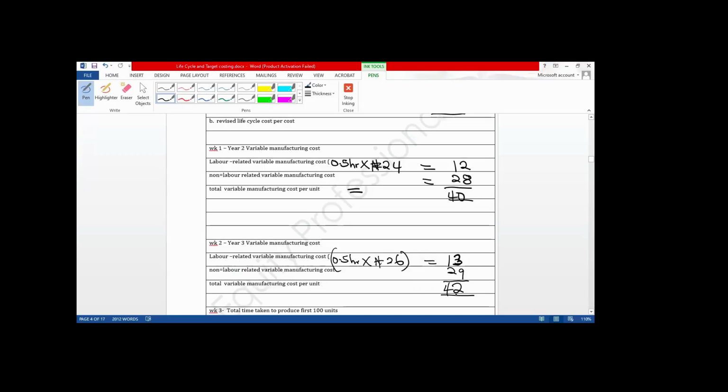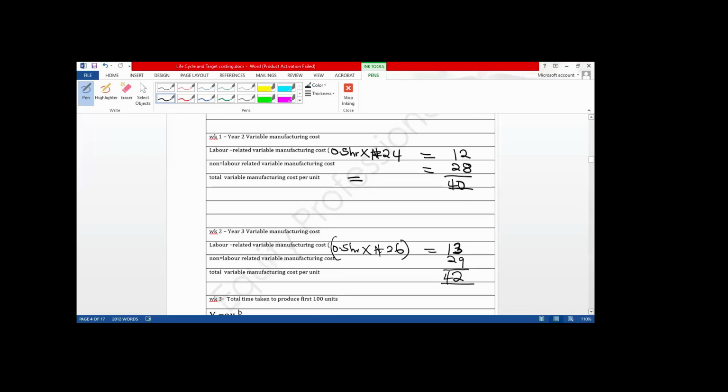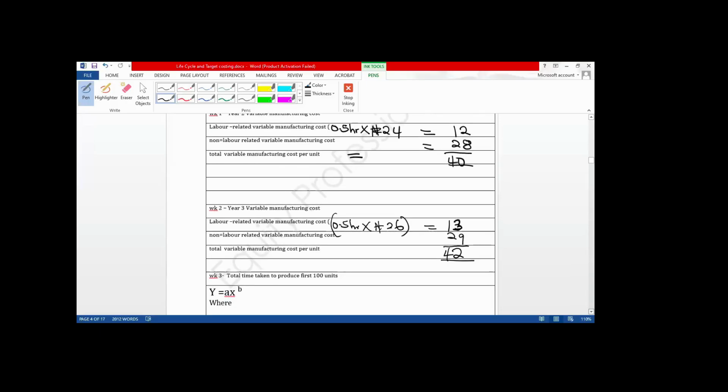When you are done separating, now we want to know what is the time taken to produce the first unit. It is going to take us 0.5 hours. After the first unit, we have the second unit, the third unit, until you get to 99 units.